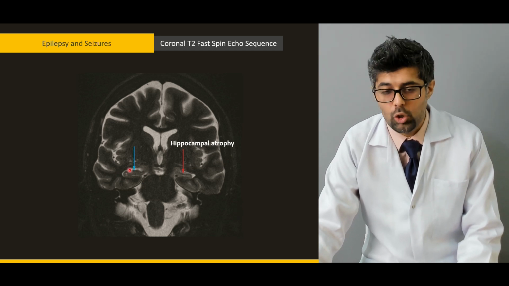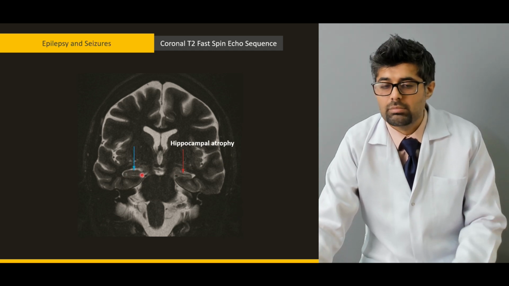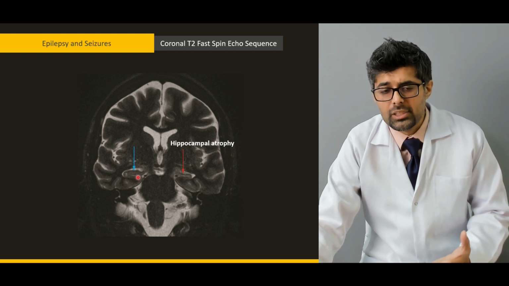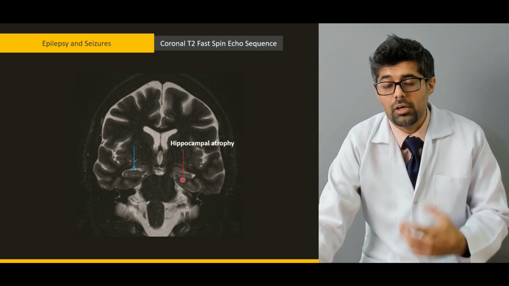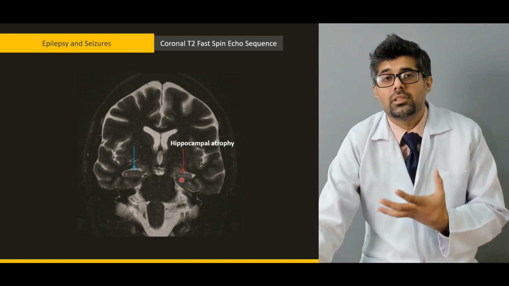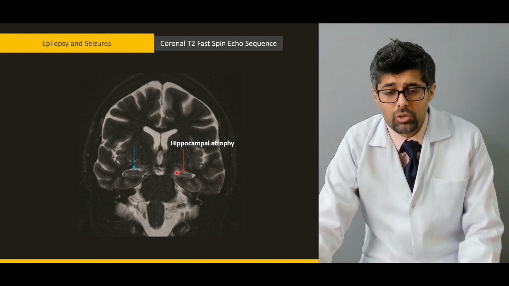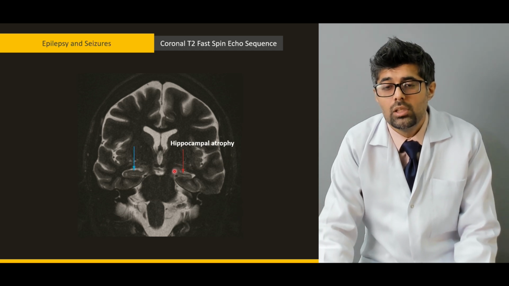This one is normal, it has discrete boundaries, it has both iso and hyperintense margins, but this one here is again irregular, it is disarranged, and it does not have regular discrete margins.